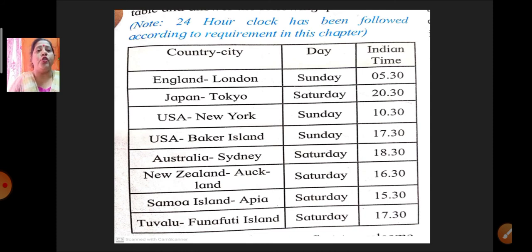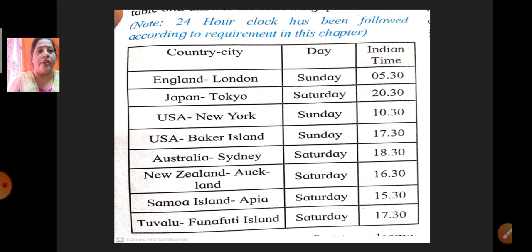When Japan, Tokyo, was celebrating their new year, what was the time in India at that time? Yes, it was Saturday 8:30, that is 20:30. That means, had we already finished our new year at that time? No, we had not finished our new year. It was only 8:30 p.m. in India when Japan was already celebrating New Year.